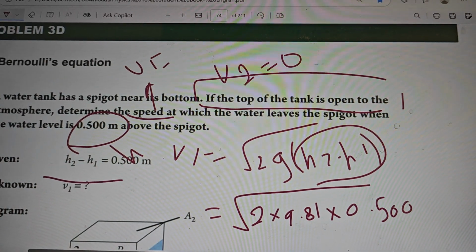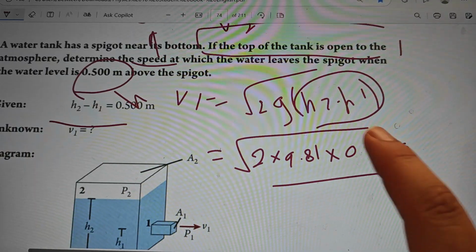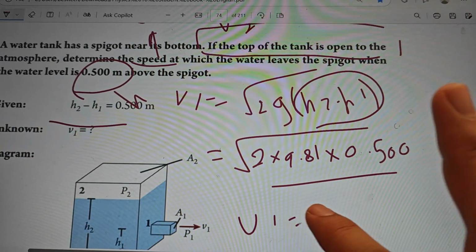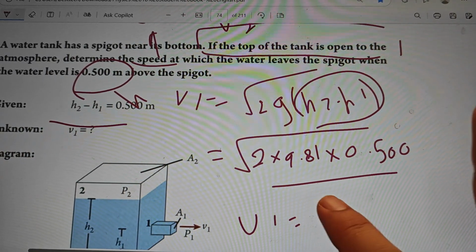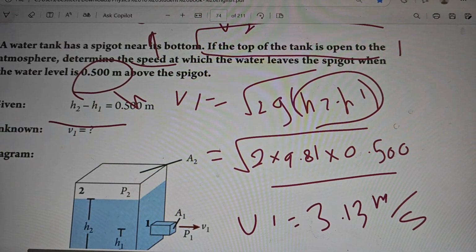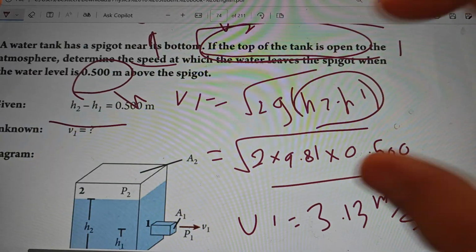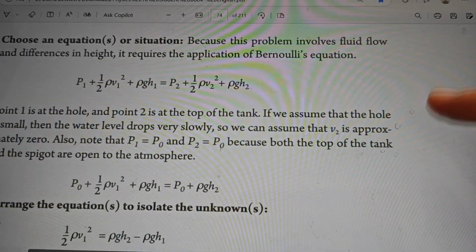So you can multiply all of them and take the square root. So the velocity is equal to 3.13 meters per second. I gave you the note: because the question said the tank is open, immediately use this rule. Okay.